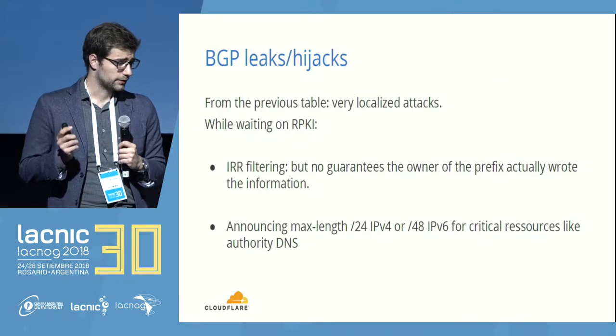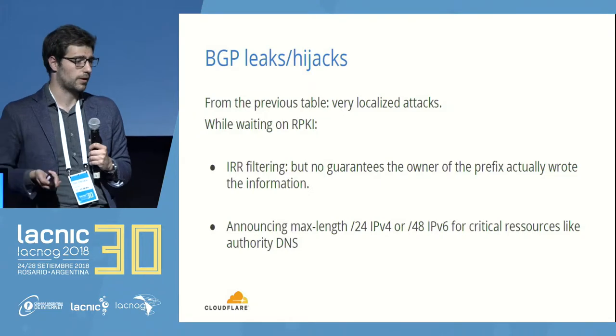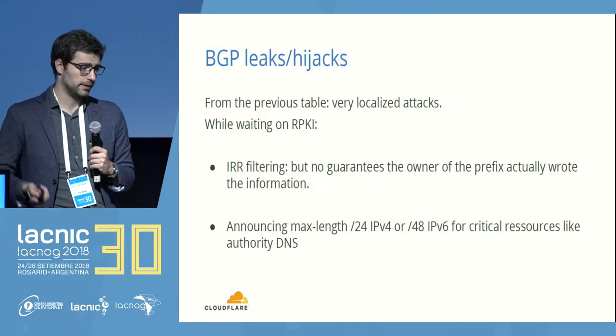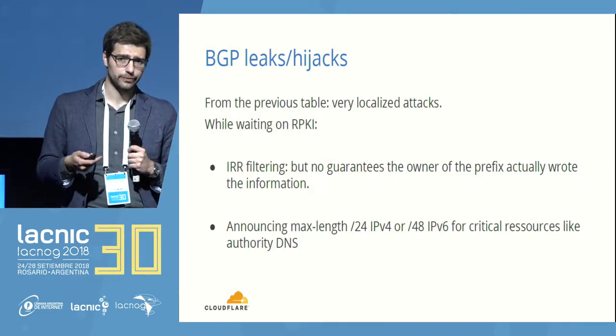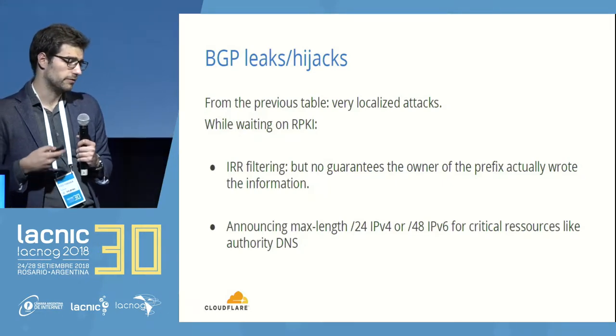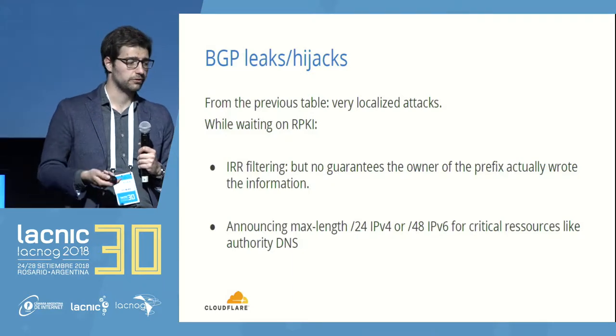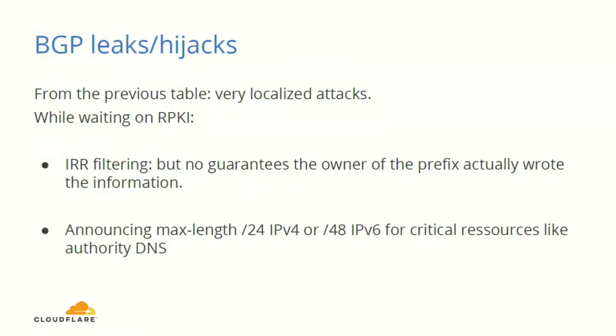And there are other techniques just to avoid route leaks, IRR filtering, announcing max length. The second one, we try not to advise too much, but it's trying to have the max length of /24 in IPv4, /48 in IPv6 for critical resources like DNS. It's not really advised because if everybody was announcing /24, we'd have a huge routing table, which is very slow to compute. Anyway, the core of this presentation is how we implemented RPKI at scale.